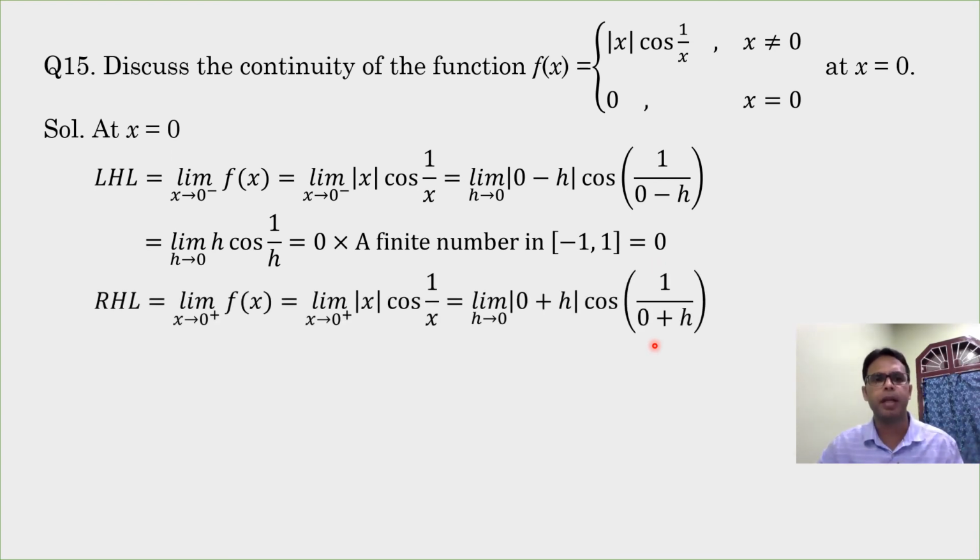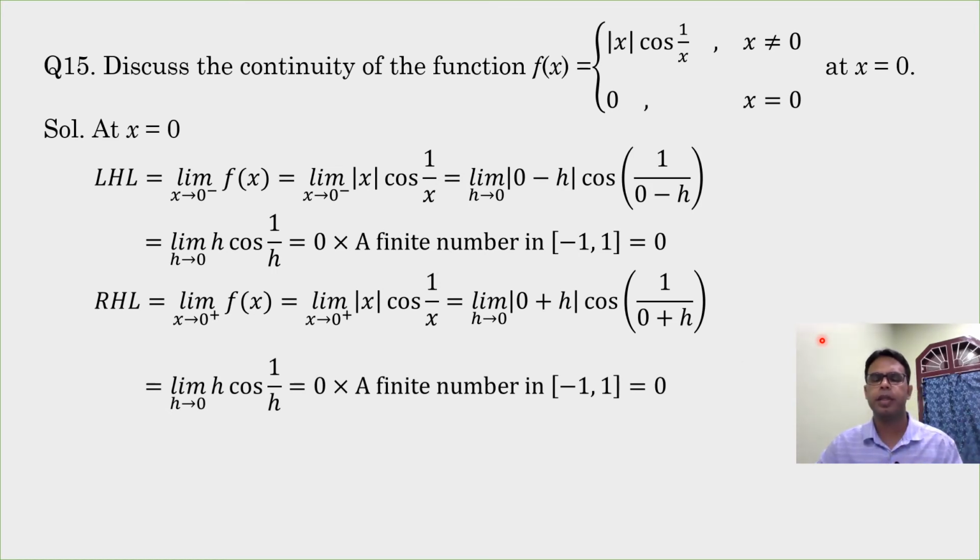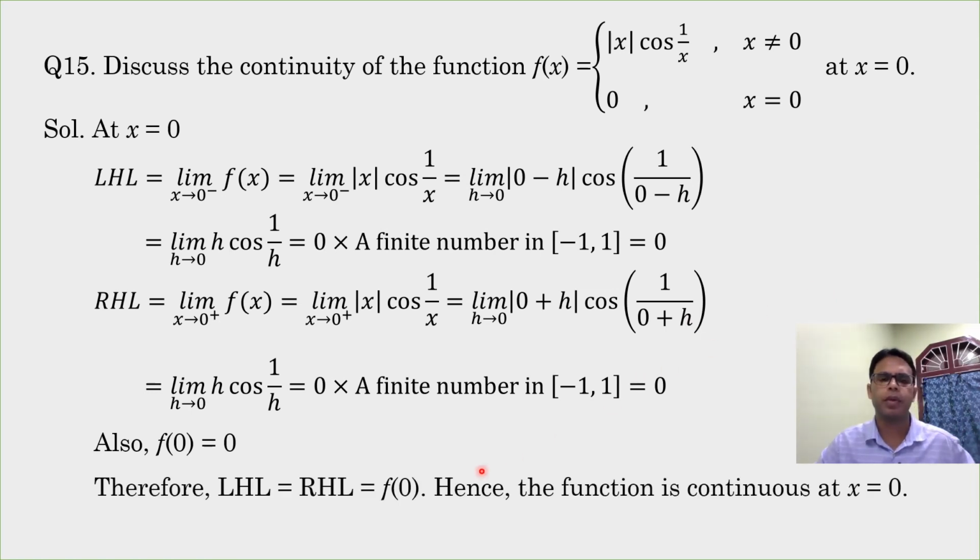In a similar manner you find the right hand limit, which is also equal to 0, and f(0) is given equal to 0. So you write f(0) is equal to 0. All three values are equal: this is 0, this is 0, and this is also 0. It means the function is continuous. So you write, therefore, left hand limit is equal to right hand limit equal to function value. Hence the function is continuous at x equal to 0.